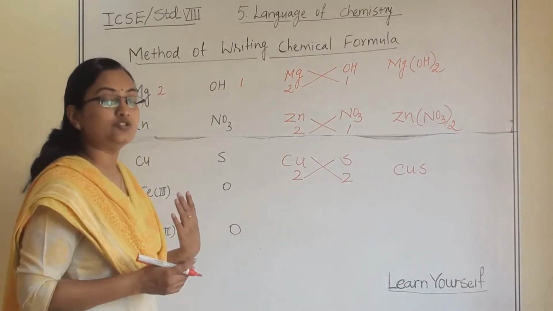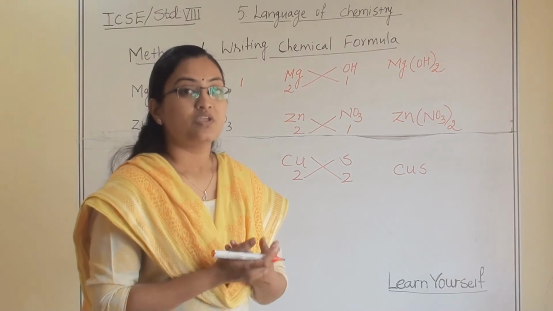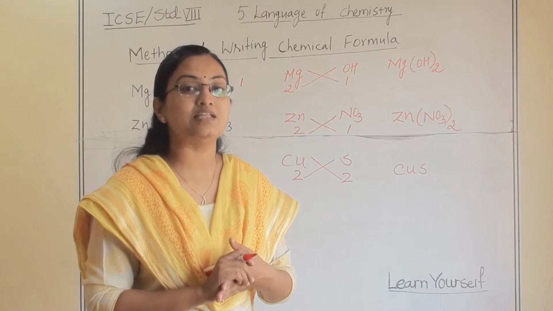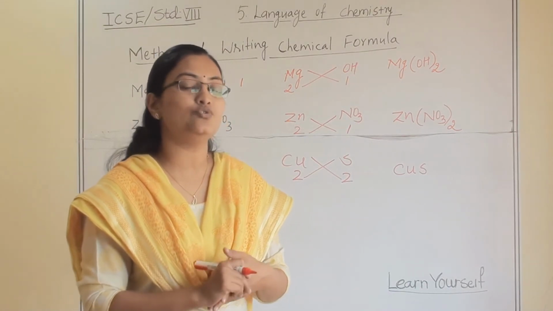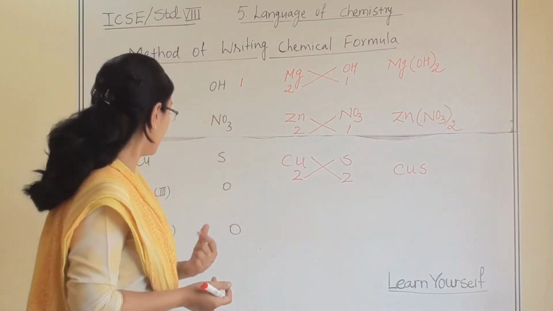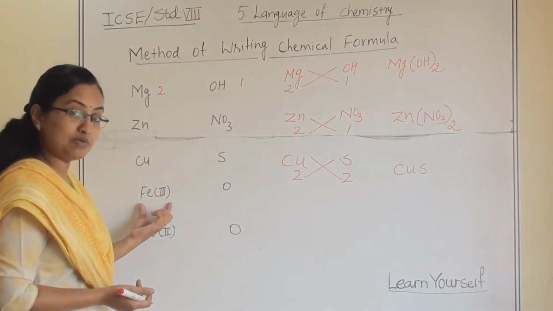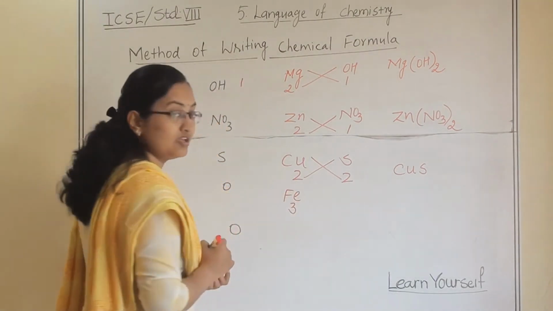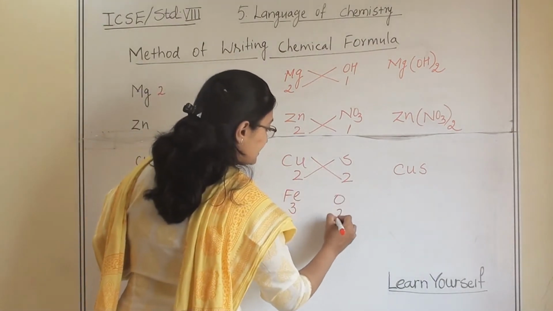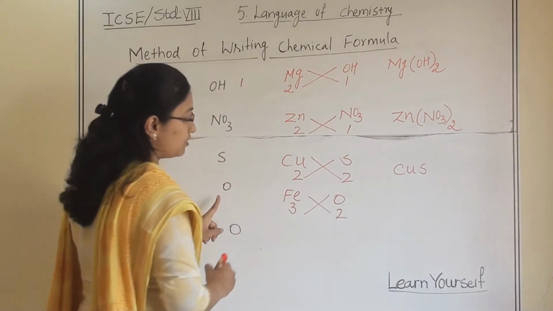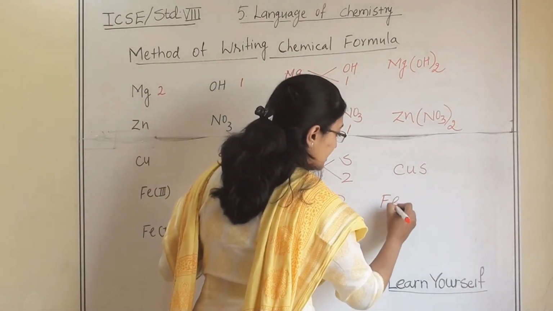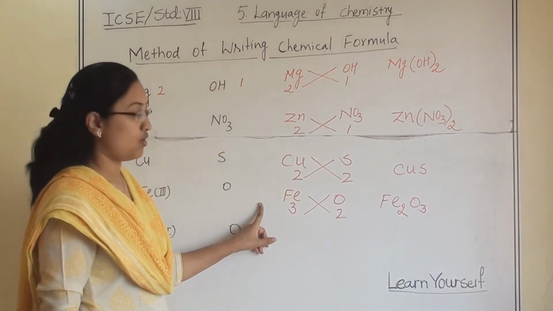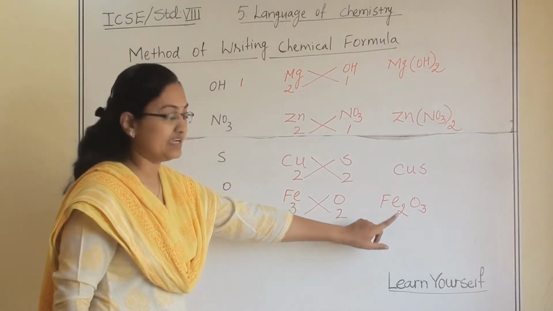Fe3. Wherever it is copper or iron, please see if they have mentioned any variable valency or not. If not, then you are free to use one of them. So here it has been mentioned Fe3. So we are going to write here Fe3 and oxygen, we know that its valency is 2. So when we are crossing them, it is going to be Fe2O3. Iron 3 oxide.